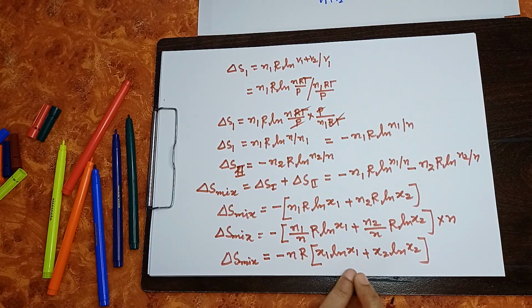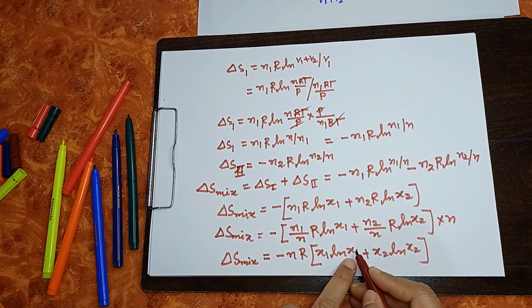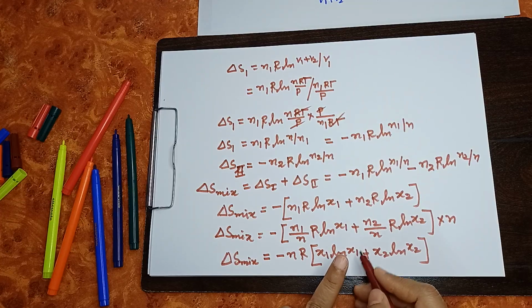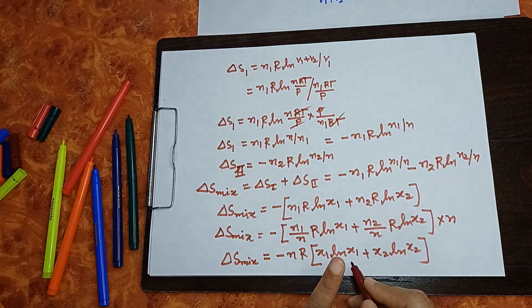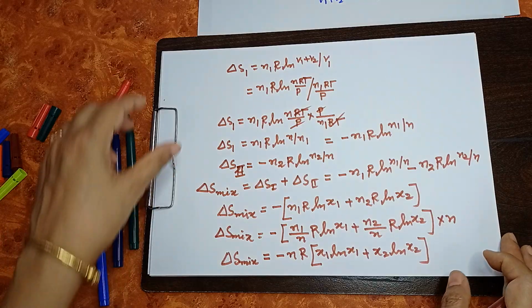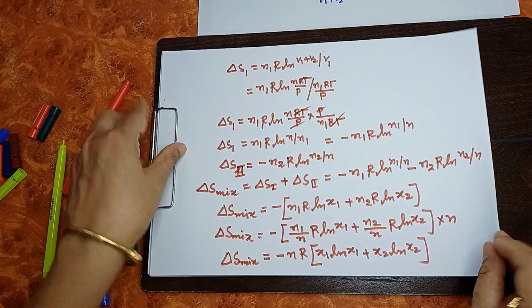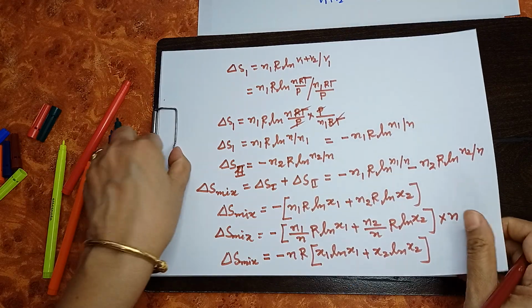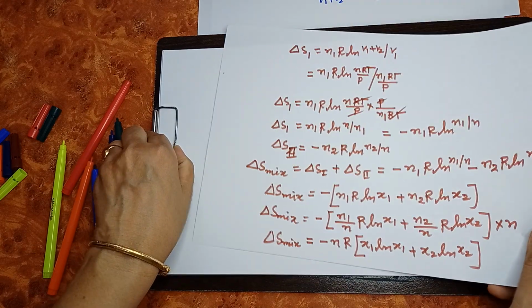No. Because look here, ln X1. X1 is the mole fraction. Mole fraction is less than 1, so ln of a number less than 1, point something, is negative. So the mole fraction is 0.2, 0.4, whatever it is, ln of that will be negative. So negative times negative will be positive. So the entropy change during mixing of ideal gases is positive, or entropy increases during mixing of ideal gases.